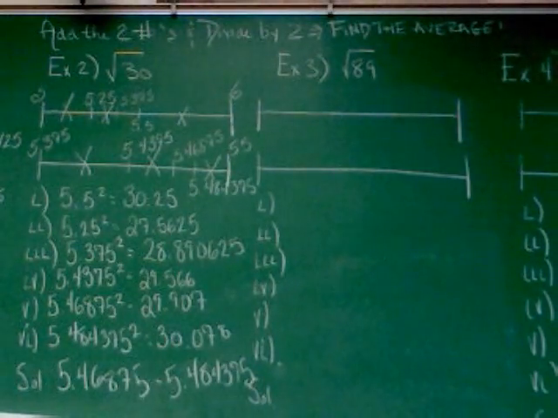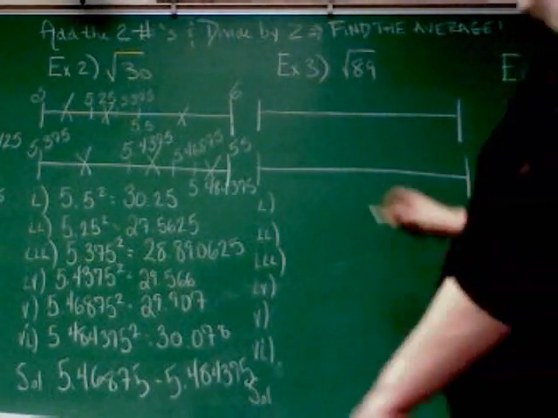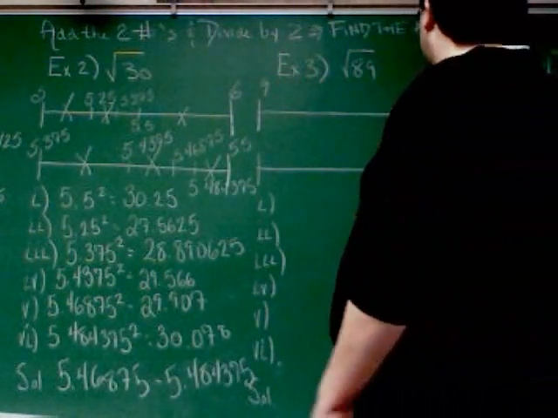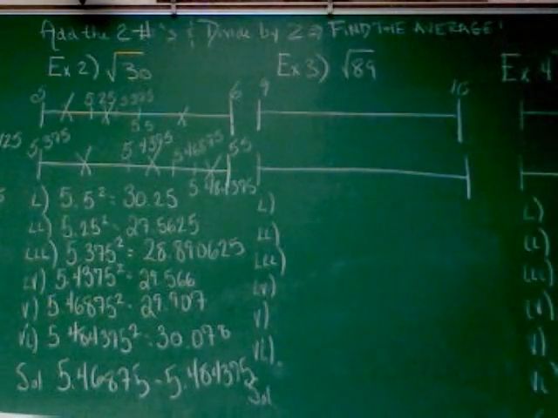All right, let's go to example 3. I don't think we'll do example 4, but we will do example 3. The square root of 89. All right, so if I'm reading the right side of my table, 89 is between 81 and 100, or in other words, it's between 9 and 10. So I'm starting off in the range between 9 and 10.